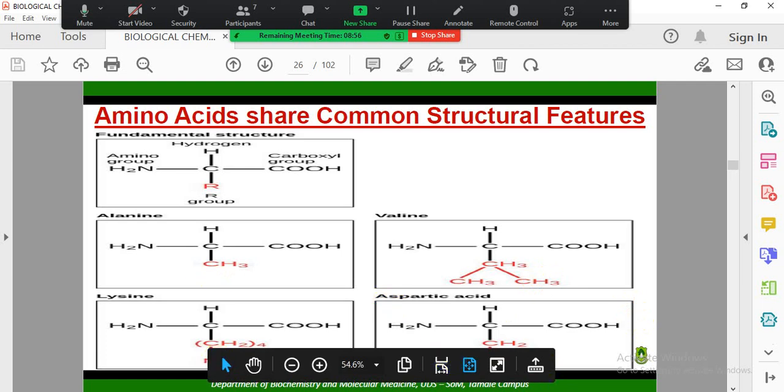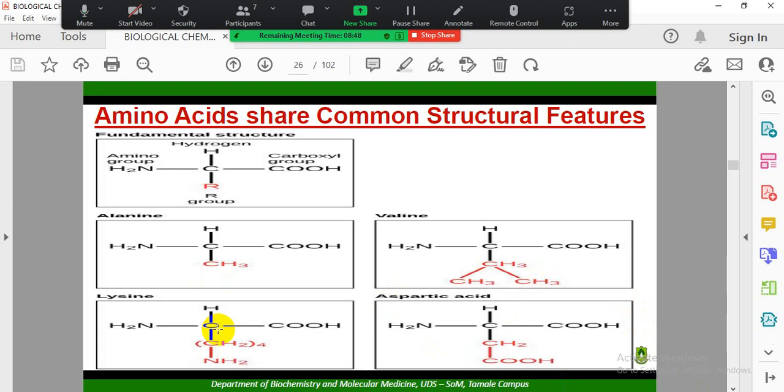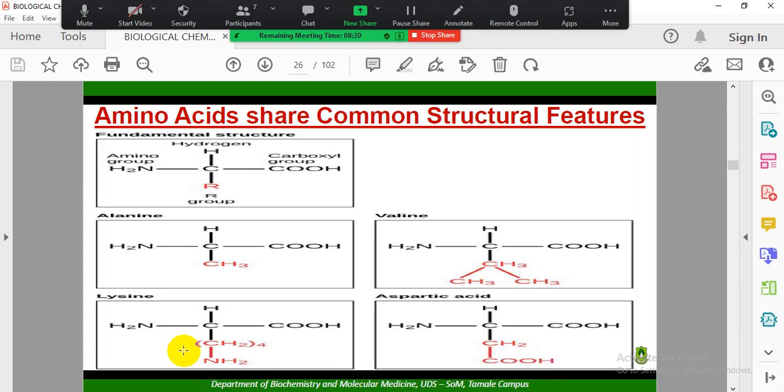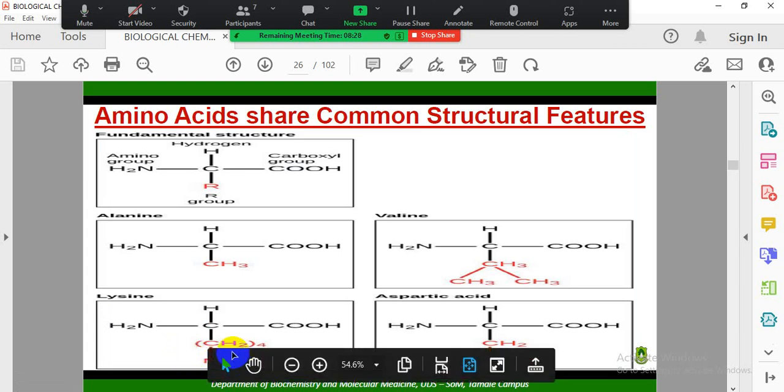When you go to lysine, this is what you see. Can you see the lysine structure fully, or is something covering it? Okay, so lysine has 4 CH2. CH2s are 4, that's why 4 is outside the bracket. 4 CH2, then it ends with what? NH2. This is lysine. Then aspartic acid is also here.